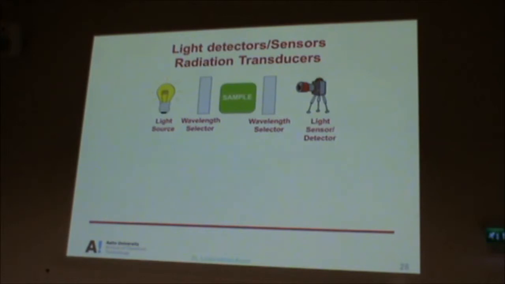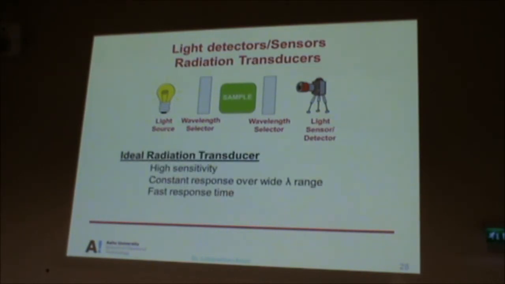Now the other part of this setup is the light detector. How do we detect light? We need to detect two things: intensity and the specific wavelength. The wavelength selector takes care of the specific wavelength part and sends only specific wavelengths to the light detector. The ideal characteristics of a radiation transducer or a detector is that it should have very high sensitivity, a very constant response over a wide range of wavelengths, and also a very fast response.